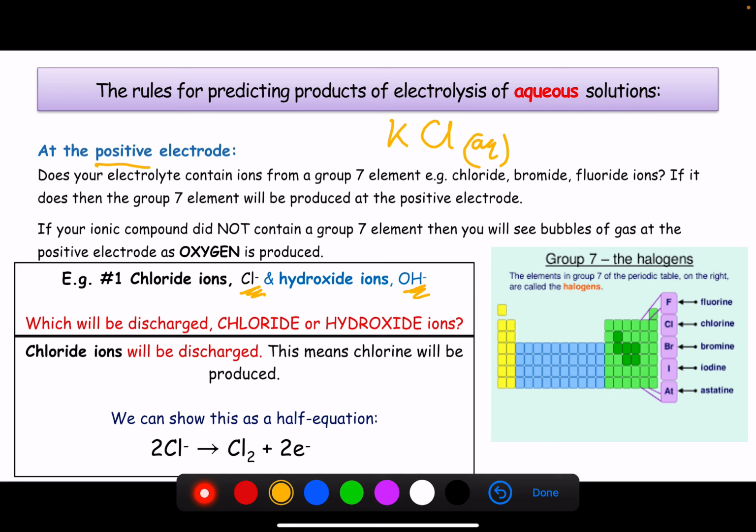So this is what's going on. My chloride ions, which are aqueous, turn up at my electrode and they are discharged. They form uncharged chlorine atoms that react with each other and form chlorine gas. Okay, the other products are the electrons that have been removed from the chloride ions. So the removal of electrons, the loss of electrons is oxidation. So this is an example of an oxidation reaction.